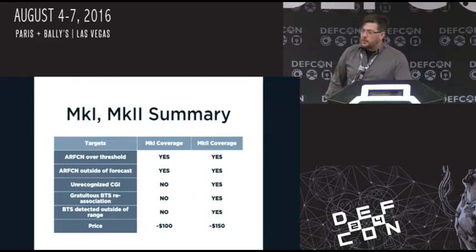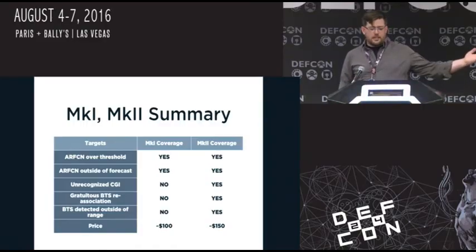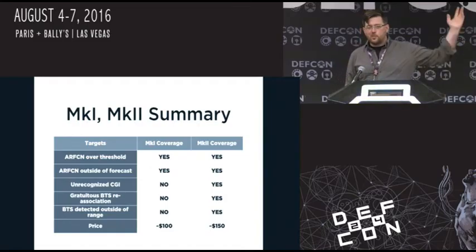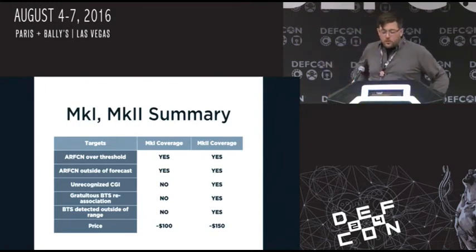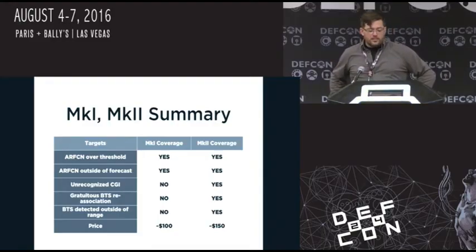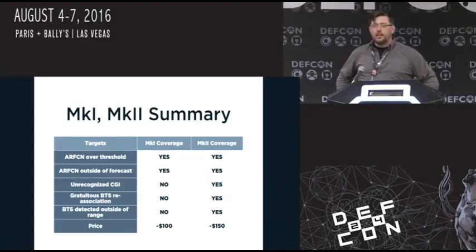All right, so summary of Mark 1 and Mark 2 functionality. Like we discussed earlier, ARFSON over threshold and outside of forecast worked great with the first one. It was just really slow to return results. 7 minutes, you've already told them your stock trading tips, and somebody else has them too. With the Mark II, we hit all of our objectives. ARFSON over threshold and outside of forecast, of course, because we were still using Calibrate.